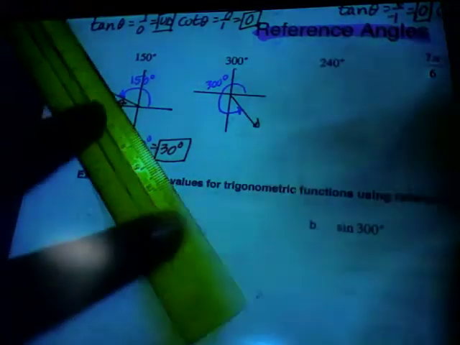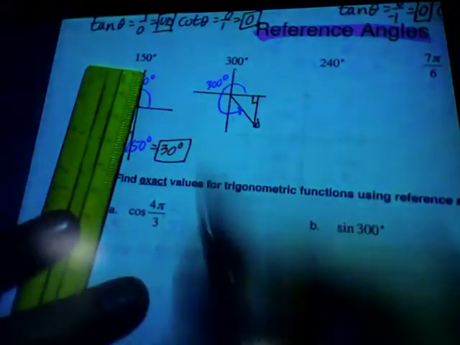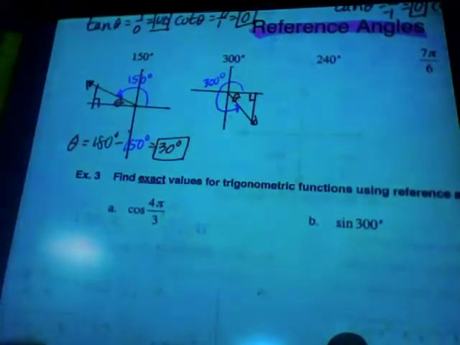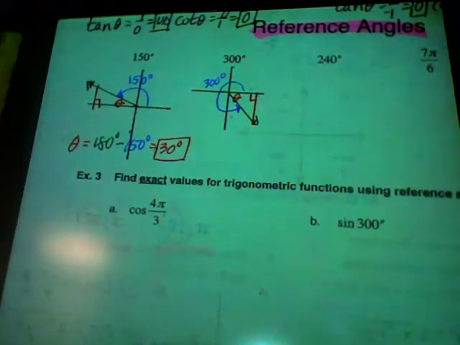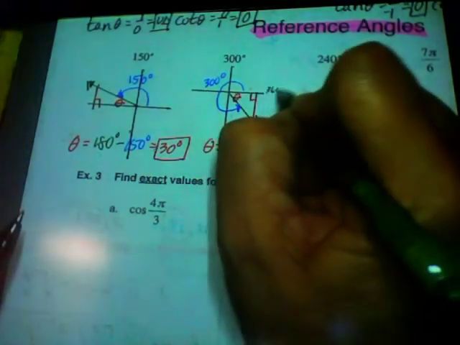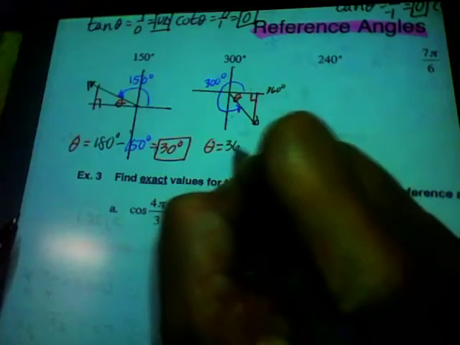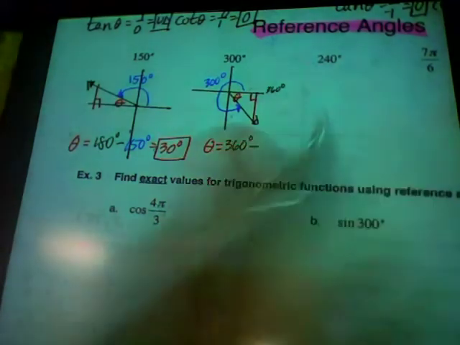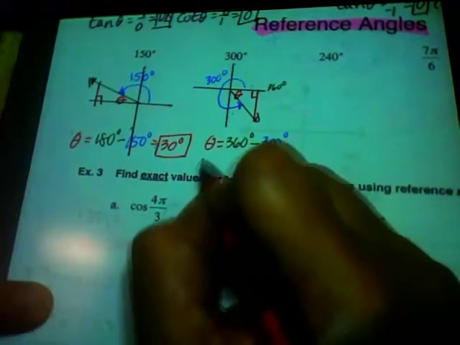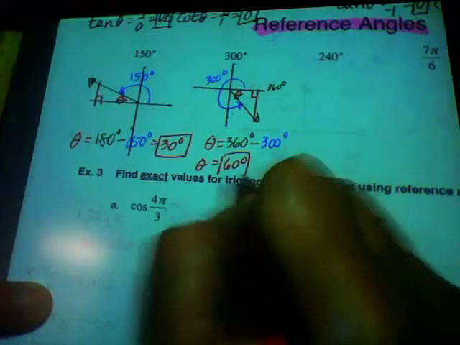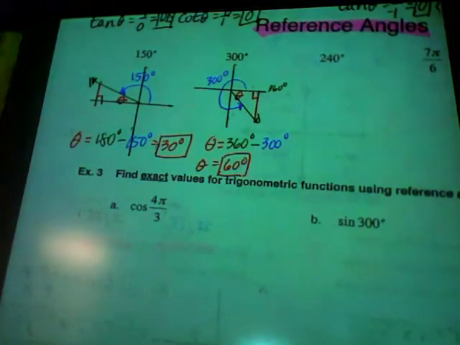But for my reference angle, I'm going to go straight up to the x-axis. And so this is theta right there. How far is it from here to here? To find theta for this one, the closest on the x-axis is 360 degrees, right? So I would take 360 and subtract 300. And so doesn't theta equal 60 degrees? Don't we know what to do with 30 degrees or 60 degrees? Those are our special right triangles.